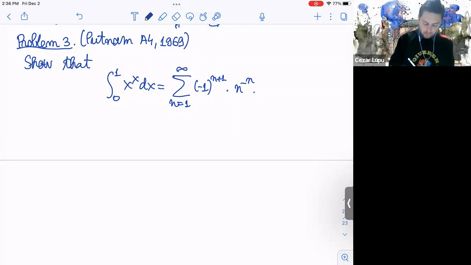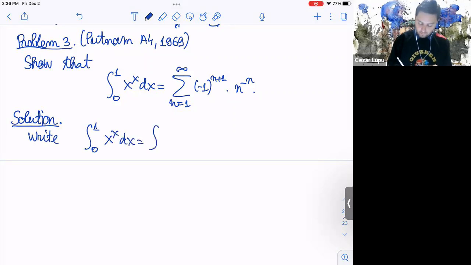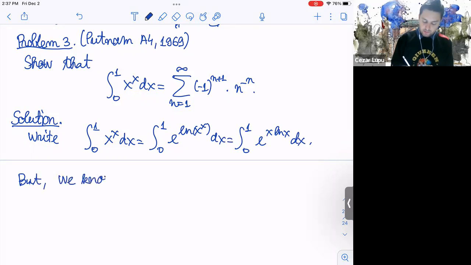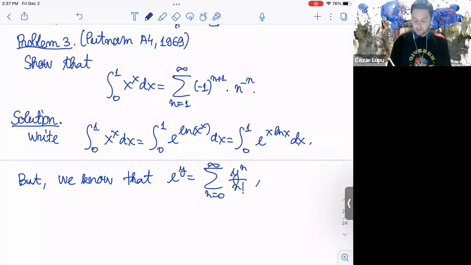We will proceed in the same way as we did for the other problem. Basically, we would like to rewrite this integral. We write this integral in the following way. We're going to use the exponential function here. So it's e to the power x ln x dx. But we know the power series expansion of the exponential, e to the y, and we have this power series expansion. All right, great.